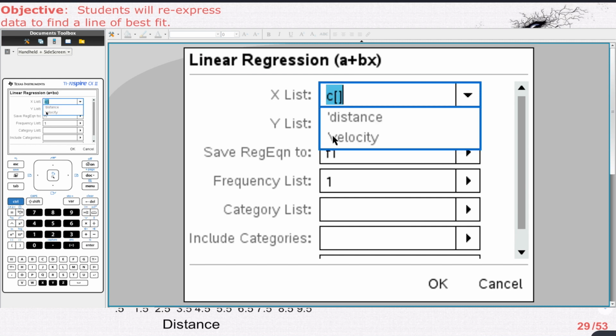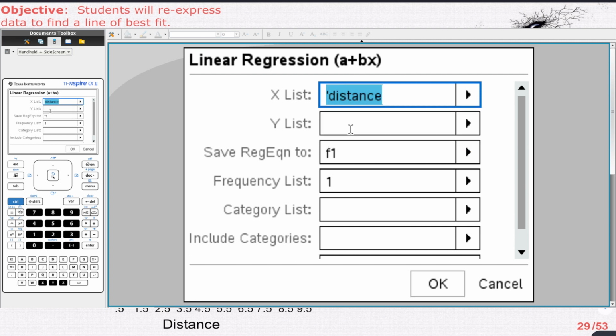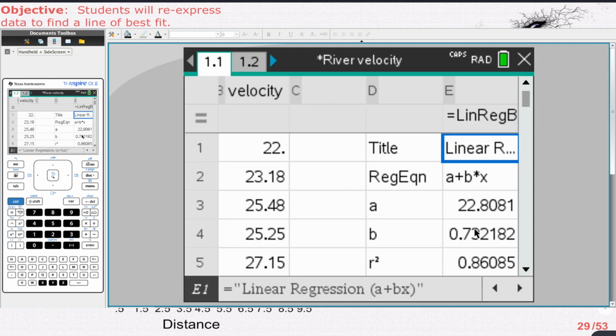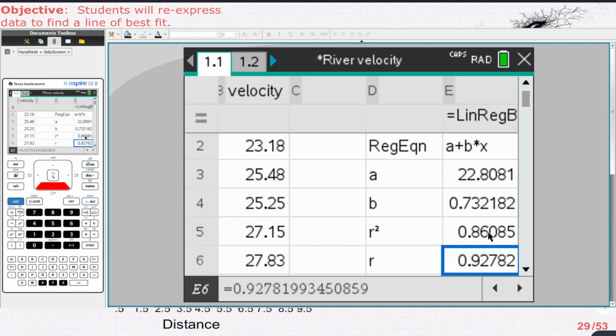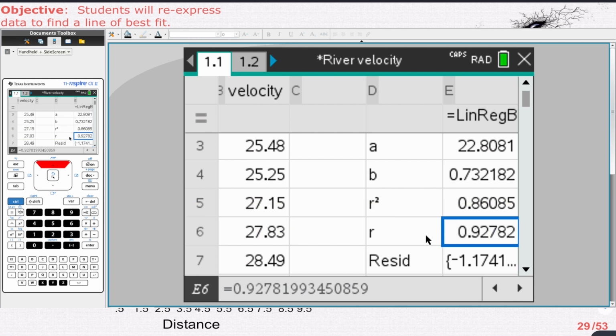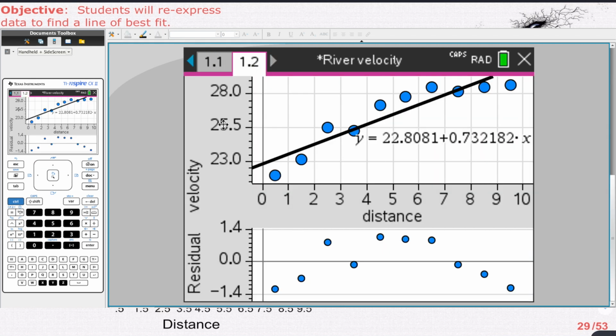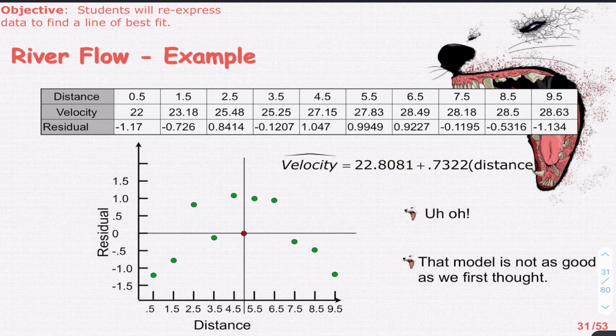If we did our analysis on the spreadsheet, we would go statistics, stat calculations, linear regression. Again, we want our distance as our y and our velocity as our x. We're going to hit OK. We see we have our y-intercept, we have our slope, we have our r squared of 86% of the variability in the velocity is due to the distance, and our r, which is a pretty strong correlation. It should be a pretty good model, but as we looked at the residual plot, it definitely is curved. And that's not as good as we thought it was. So we should be able to do better.